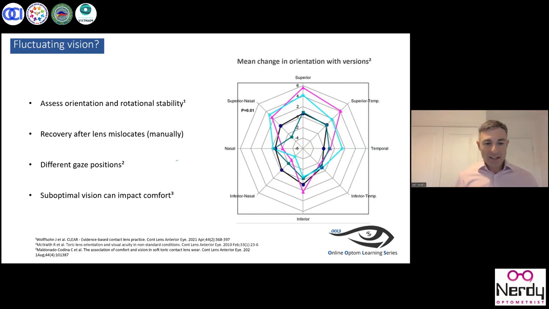And we also know that if you've got suboptimal vision, that can impact comfort as well in toric wearers. So we really want to maximize that visual potential.